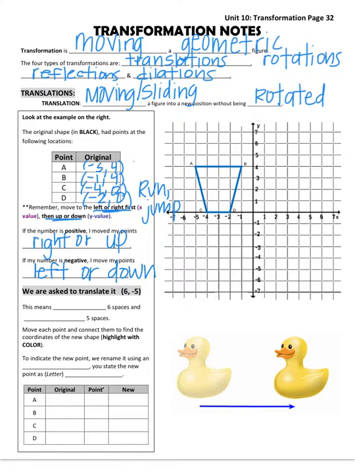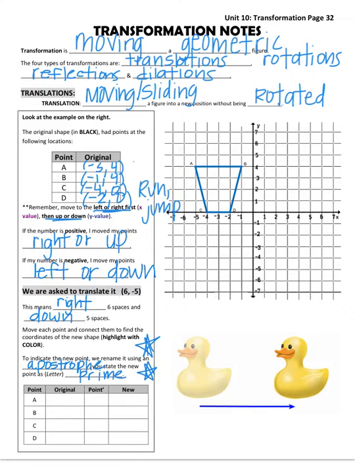Alright, so if we're asked to translate this figure, this quadrilateral ABCD, 6, -5, that means that we move it right 6 spaces and down 5 spaces. To indicate the new point, this is important. I'm going to star this. We rename it using a prime. We'll fill in the blank with an apostrophe. You state the new point as letter prime.